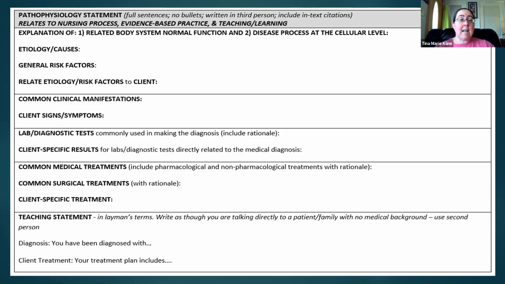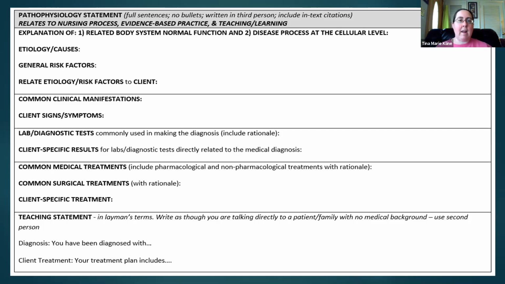Lab and diagnostic tests commonly used in making the diagnosis, okay, include the rationale. So for example, if you are telling me that pulmonary function tests are one of the things that are commonly used in making the diagnosis, please don't just write pulmonary function tests. Give me one sentence, two sentences: what is it, and what is the purpose? Okay, so PFTs, we use them to make the actual diagnosis, but we also use them to track how the disease is progressing, okay? Chest x-rays will often show hyperinflation.